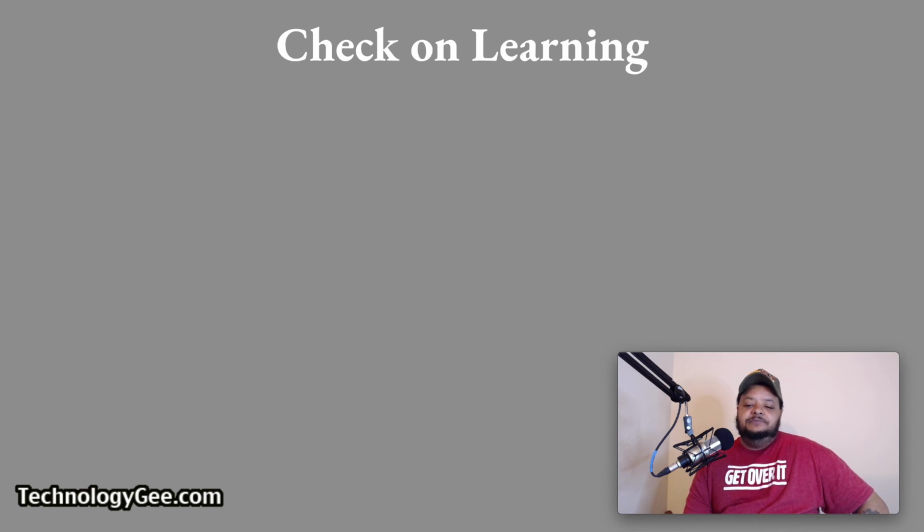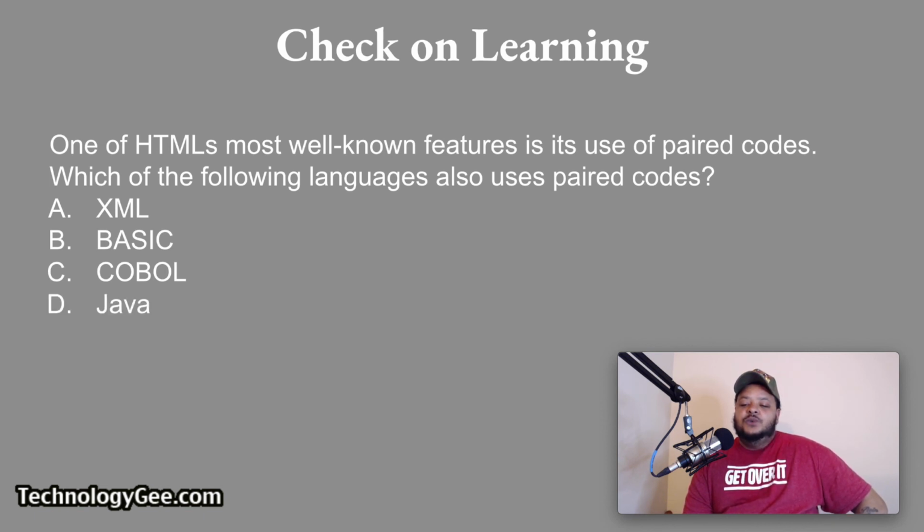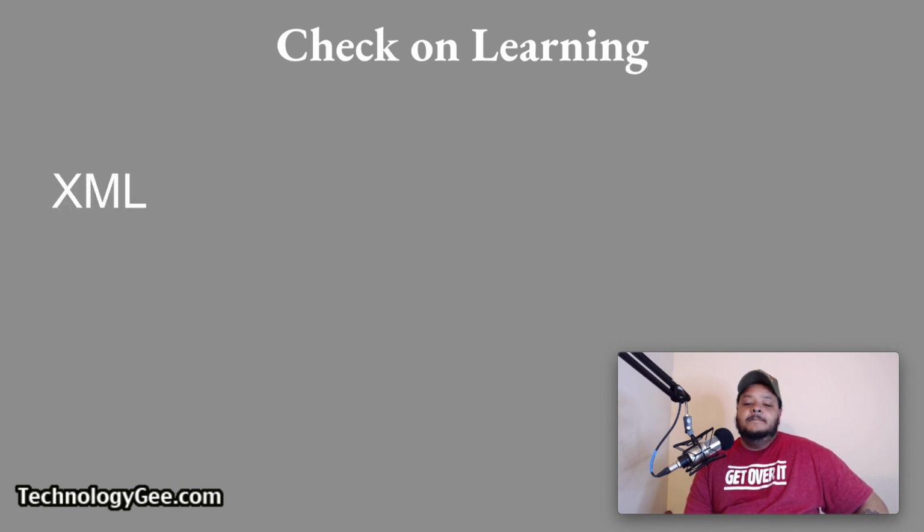Next question. One of HTML's most well-known features is its use of paired codes. Which of the following languages also uses paired codes? Would it be XML? Would it be BASIC? Would it be COBOL? Or would it be Java? So which one also uses paired codes? Correct answer would be XML uses paired codes.